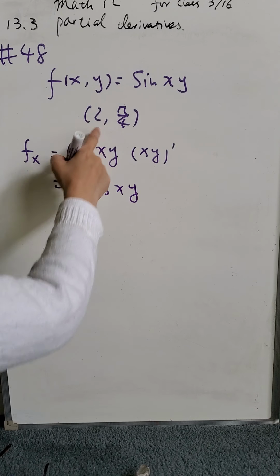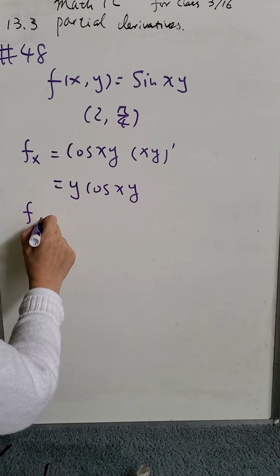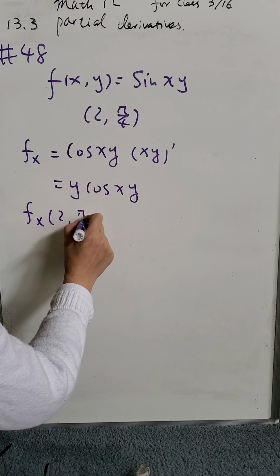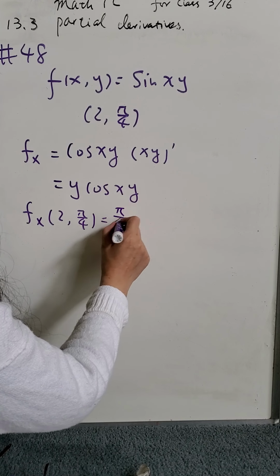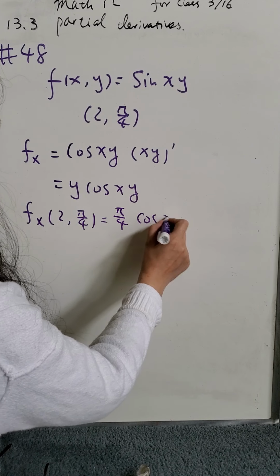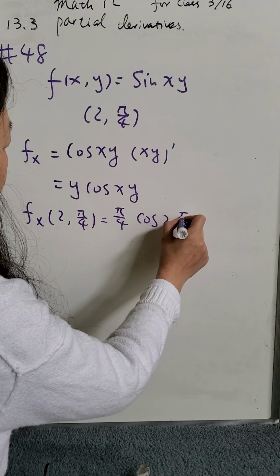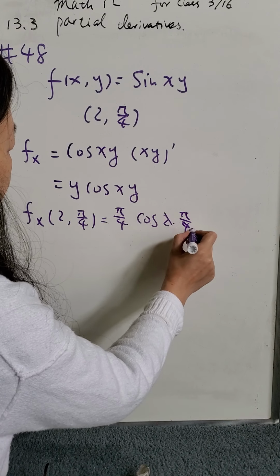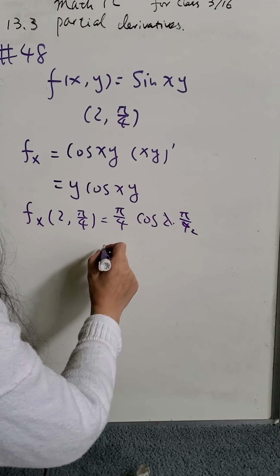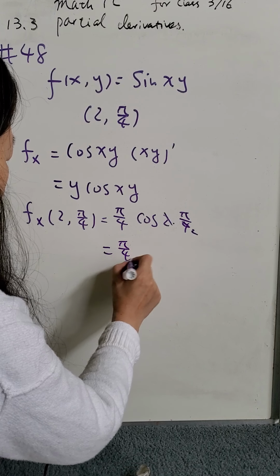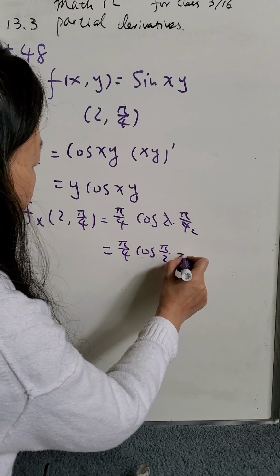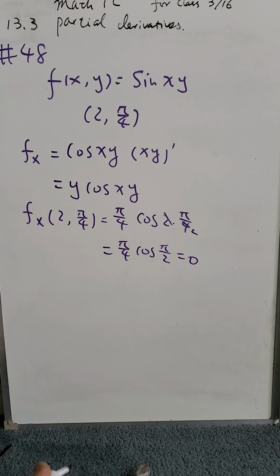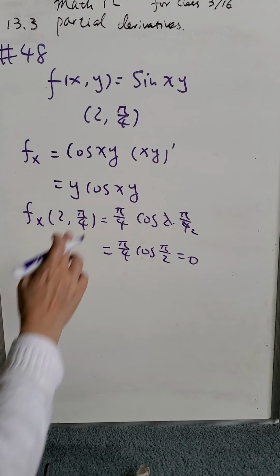Now we're going to put the numbers inside, so fx at (2, π/4) will equal to your y, which is π/4, times cosine of 2 times π/4, and that's cosine of π/2. Cosine of π/2 is equal to 0. This whole thing equals 0. And we're going to try the other one.